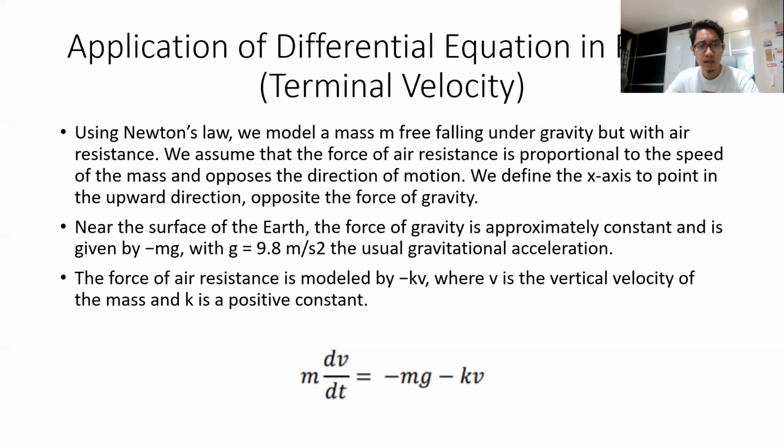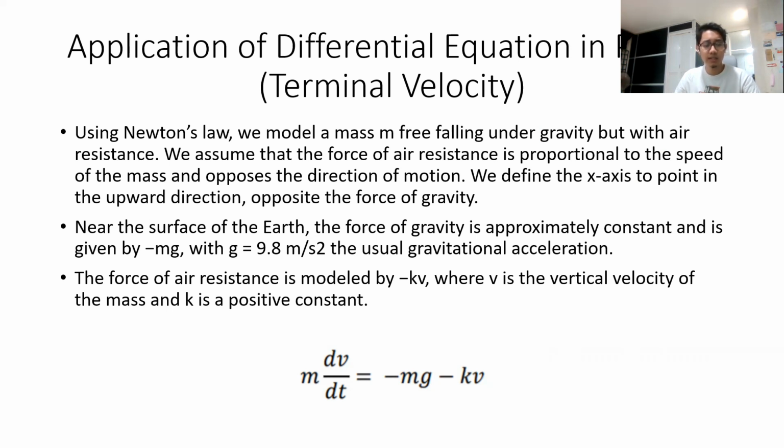So we can assume that g is negative 9.8 meters per second squared. The force of air resistance is modeled by negative kv. v is the vertical velocity of the mass and k is a positive constant. So here we have the equation: m dv/dt equals negative mg minus kv.